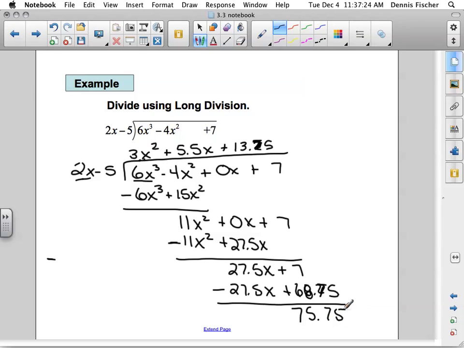What's left over? Can I take 2x times anything to get this? Because this one doesn't have an x now, right? That's my remainder now, so this is your remainder. 75.75 over 2x.